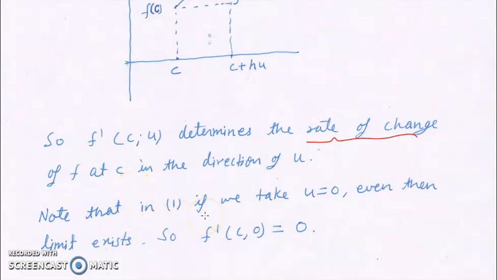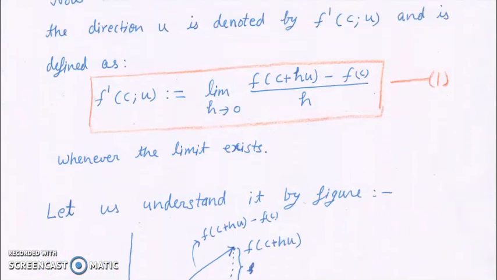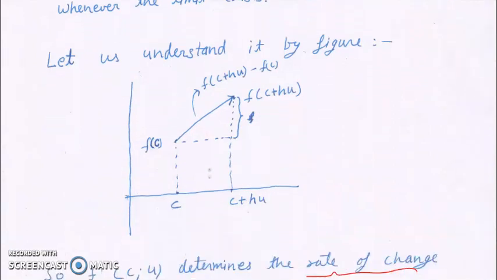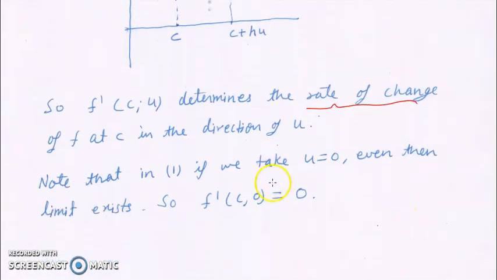Now note one thing: while defining the directional derivative we have taken u to be non-zero. But suppose u is 0, then what will happen? In the definition, if u is 0, this will become f(C) minus f(C), which is 0, divided by h, so it is 0, and when we take the limit as h goes towards 0, we will get 0. So if u is 0, even then this definition is valid. Either you take u to be non-zero or you take it to be 0, in both cases the definition is valid, but for u equal to 0, its value will become 0. So f'(C, 0) is 0.